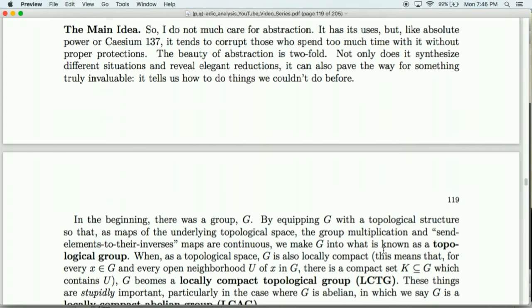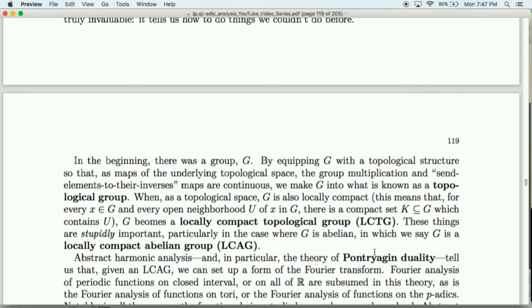So in the beginning, there was a group, G. By equipping G with a topological structure, so that, as maps of the underlying topological space, group multiplication and the map sending elements to their inverses are continuous, this makes G into what is known as a topological group. If, as a topological space, G is locally compact, we say that G is a locally compact topological group, LCTG.